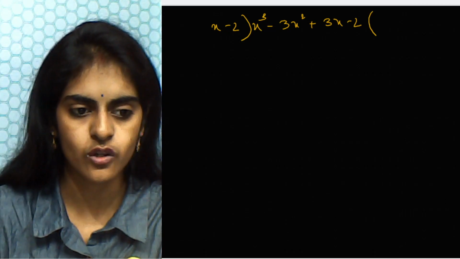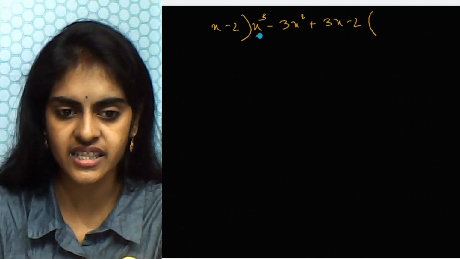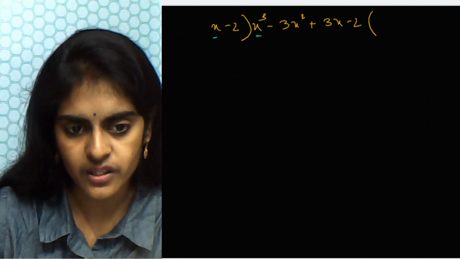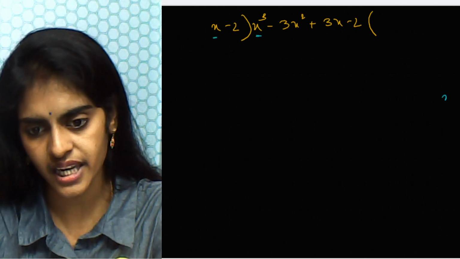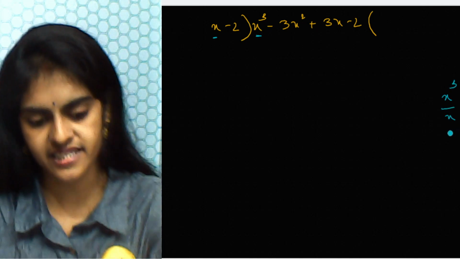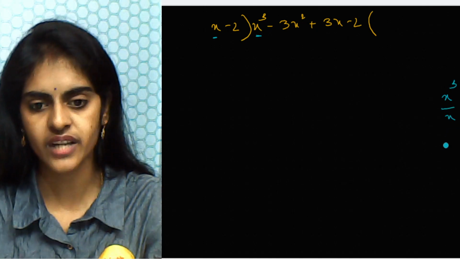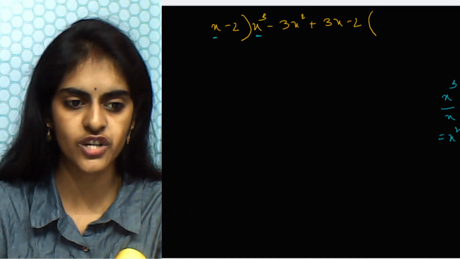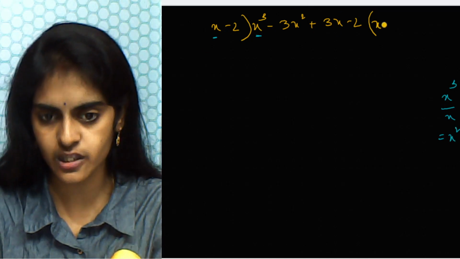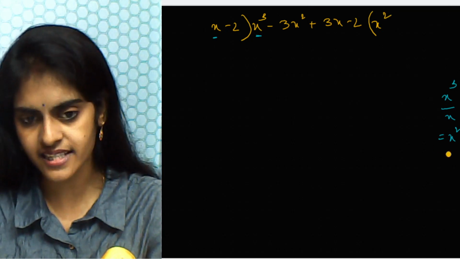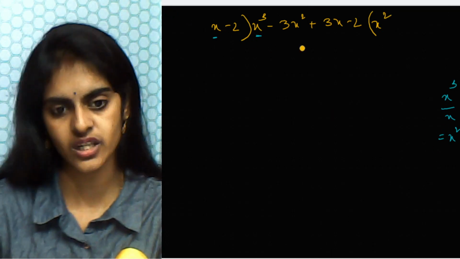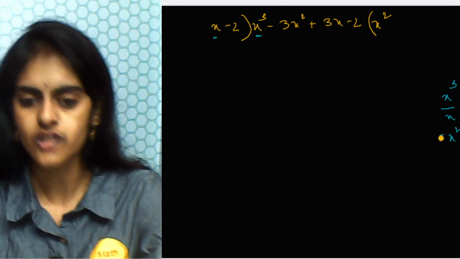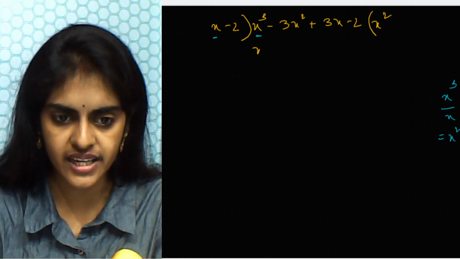So what is the first step? You will take the first term of the dividend and you will divide with the first term of the divisor. So x cube you will divide with x. So what is the answer you get? It is nothing but x square. So the first term of quotient is x square. Now with this x square, you will multiply this divisor. So let us multiply directly. So x square into x gives you x cube.